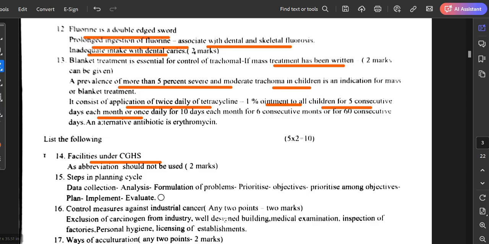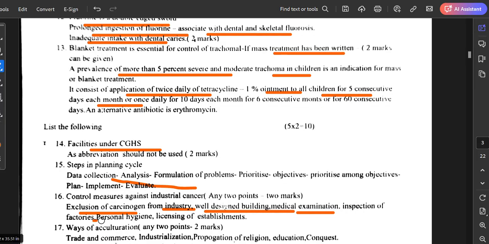Steps in planning cycle: data collection, analysis, formulation of problems, prioritize among objectives, plan, implement, evaluate. Control measures against industrial cancer: exclusion of carcinogen from industry, well-designed building, medical examination, inspection of factories, personal hygiene, licensing of the establishments.